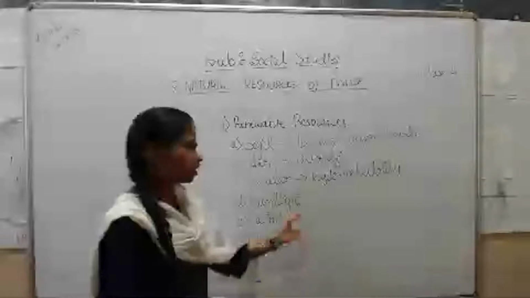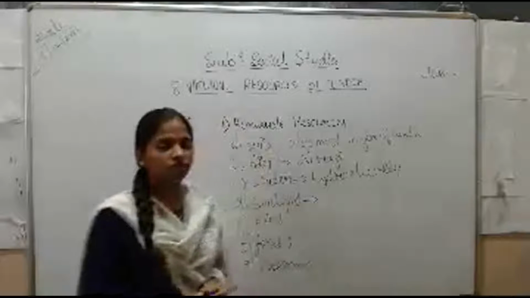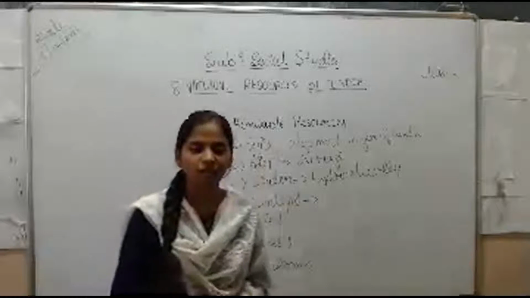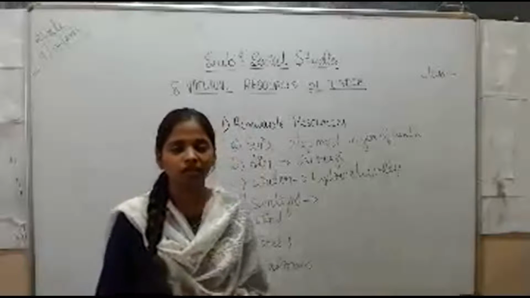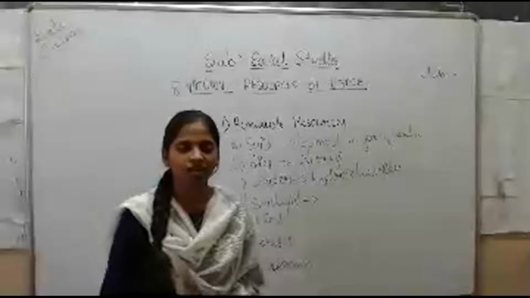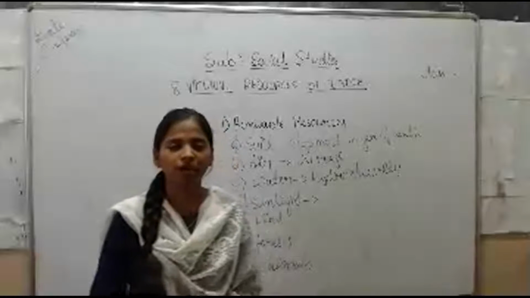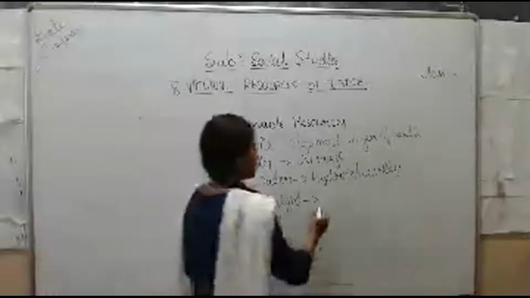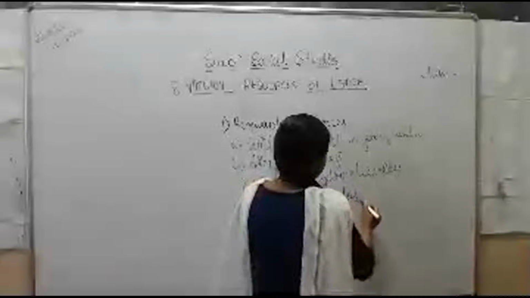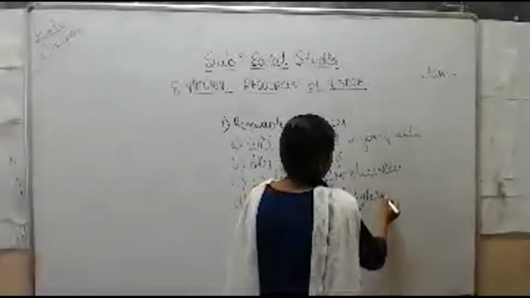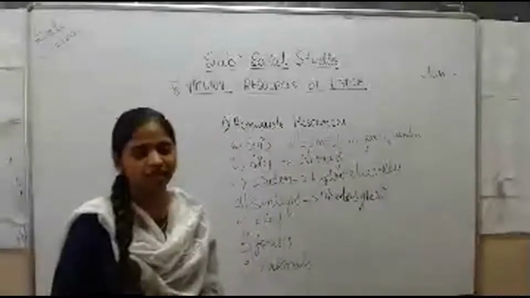Then the next one is sunlight. Sunlight is also a natural resource. We get the sunlight from the sun, right? This sunlight is very much essential for all the living things present on the earth. By using sunlight, plants prepare their food. What do we call that process? Photosynthesis. This is the process of food preparation in plants by using sunlight.